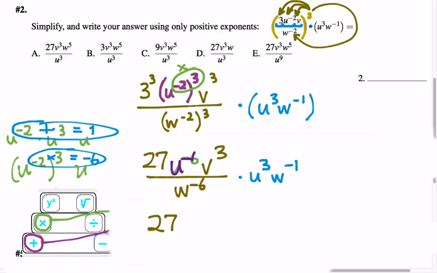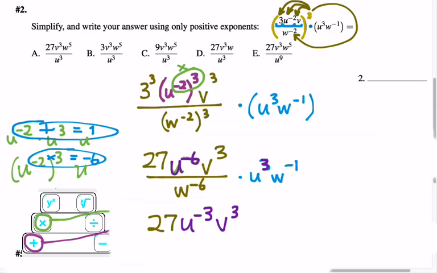U to the minus 6 times u to the positive 3, negative 6 plus 3. Negative 3. So another reason to be careful about signs in an example like this. The v's don't have anything to combine with, so I'm just going to leave them.